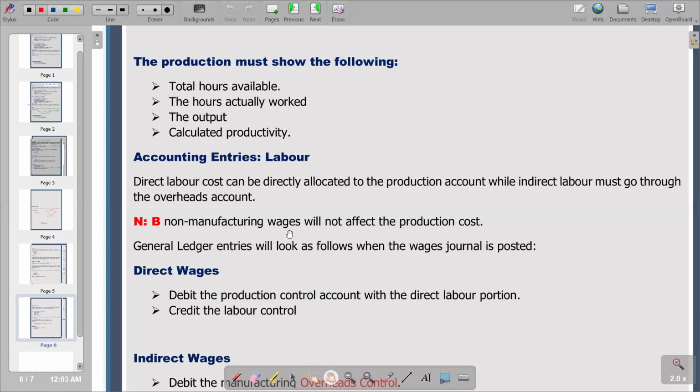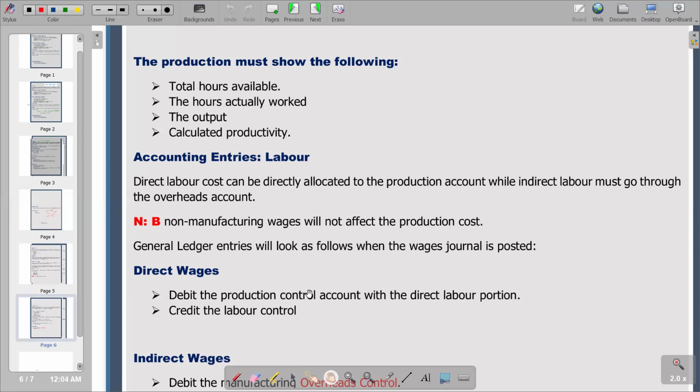So production costs in terms of labor cost relate to direct wages and indirect wages. Basically, this is the double entry that we have articulated here. What we have under accounting entries is that direct labor costs can be directly allocated to the production account, while indirect labor must go through the overheads account. Very important for you to take note. The double entry for direct wages is that we debit the production control with the direct labor portion, and then we credit the labor control.